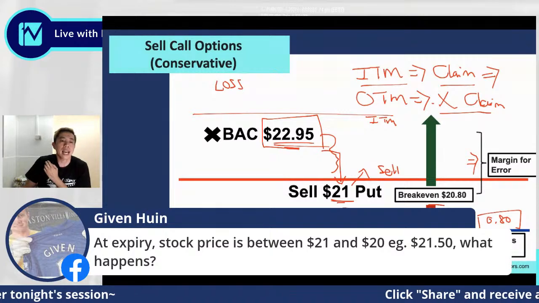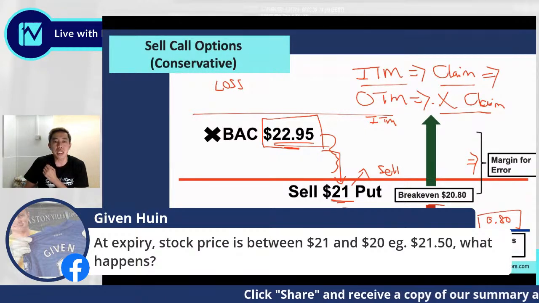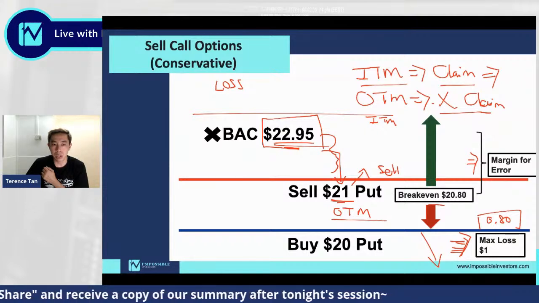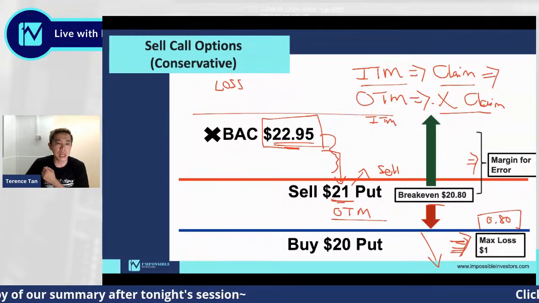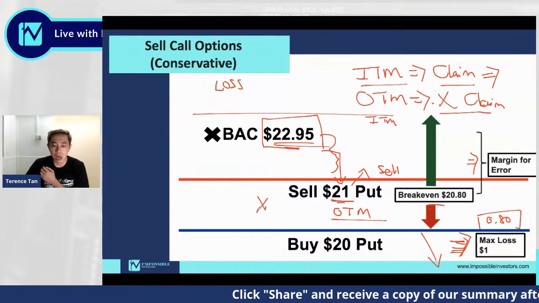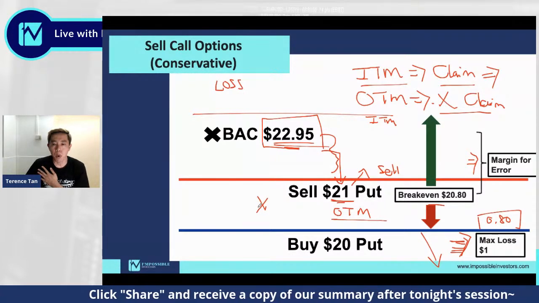Javon is asking, at expiry, if the stock price is between $21 and $20, right? That means she's basically asking if the stock price is trading somewhere in the middle, somewhere in the middle over here. Okay, what's going to happen?